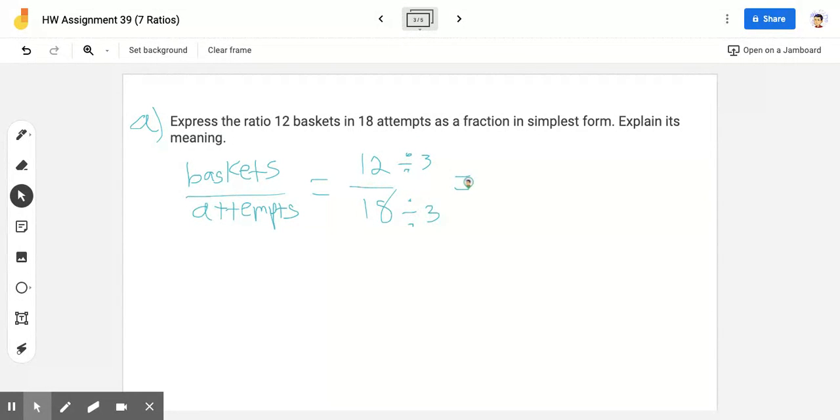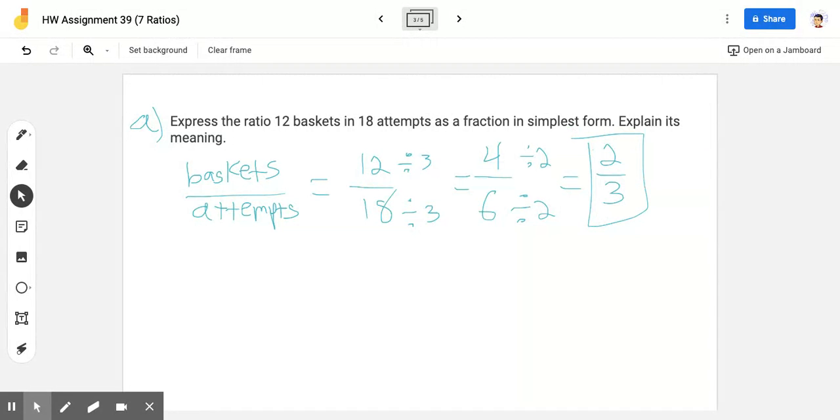which would be equal to 4/6. Oh, they actually have another common factor. Oh, and I missed that one. That's okay. We can do it like this. So 4/6, and they do have another common factor. 2/3, okay? And explain its meaning. So here's what the ratio is. So 2 baskets in 3 attempts.